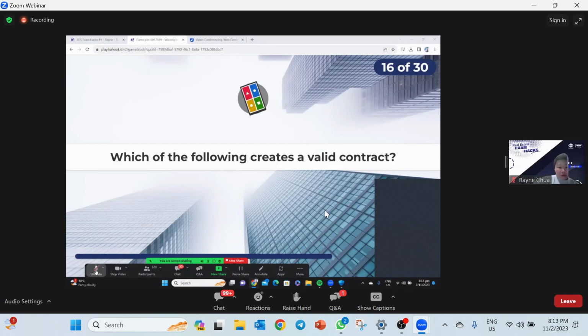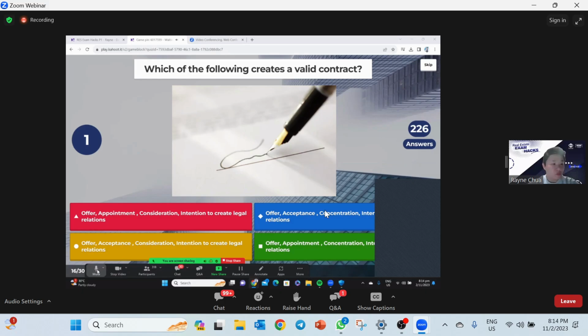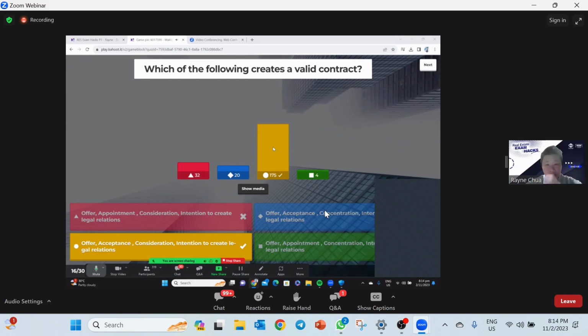Let's go to the next one. Which of the following creates a valid contract? Okay, this one good. Most of you got it correct. In order for there to be a valid contract, there must definitely be, first in the sequence, an offer, then the other party must accept, then there must be consideration and then intention to create legal relationship. Okay, so this is actually quite simple, so most of you got it correct. Okay, so let's move on.